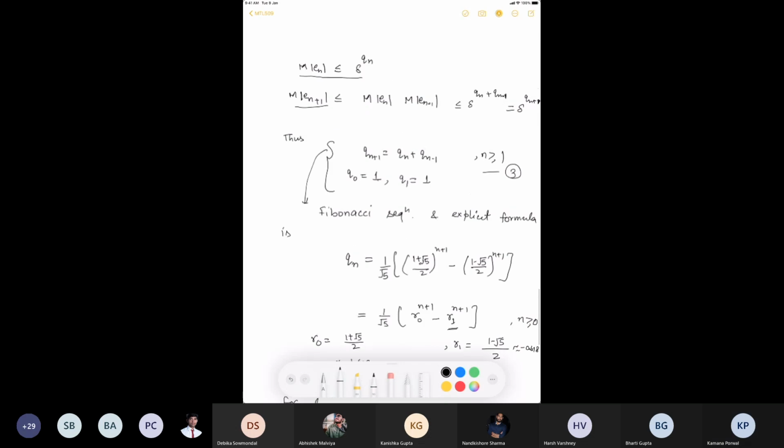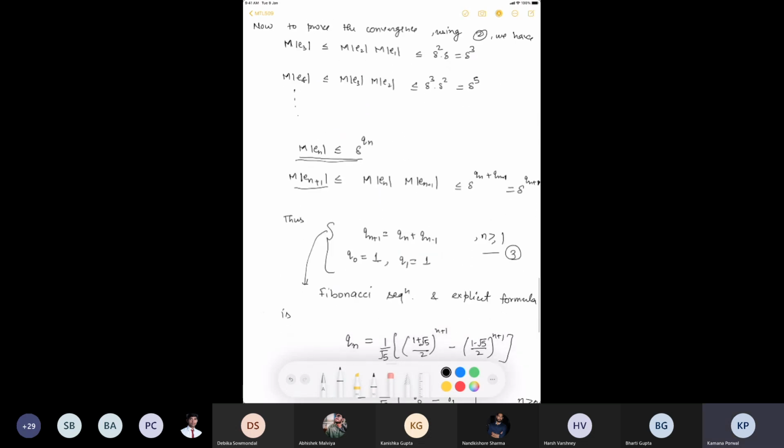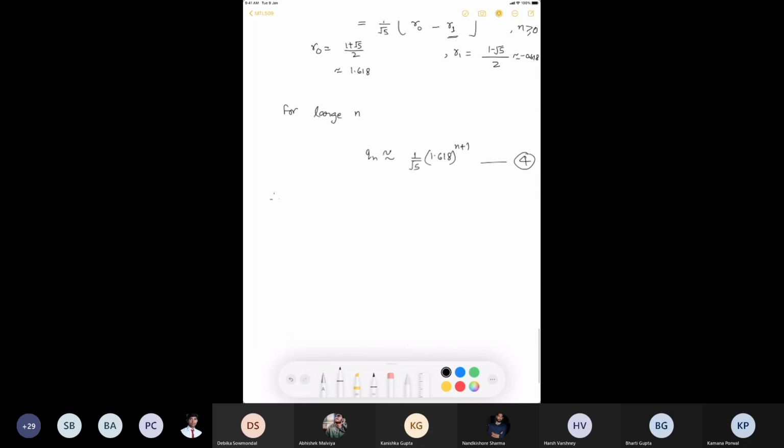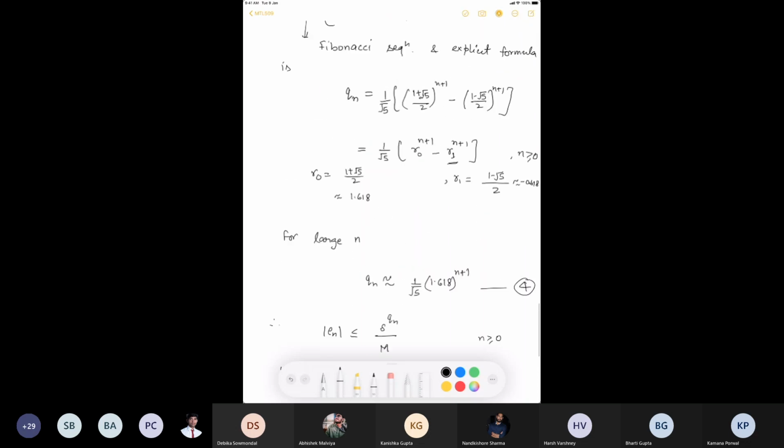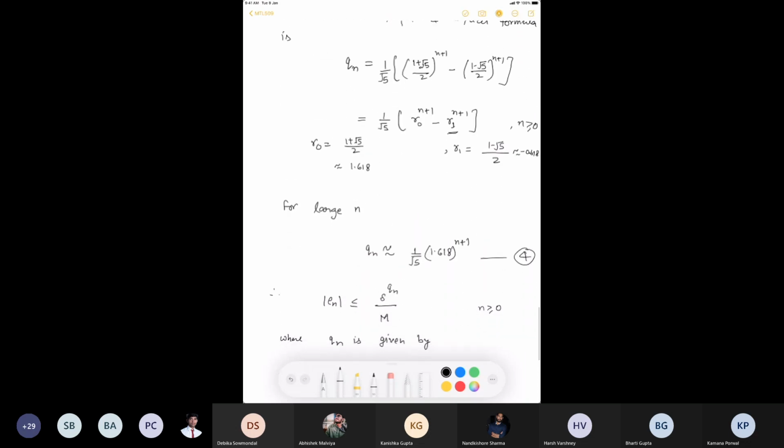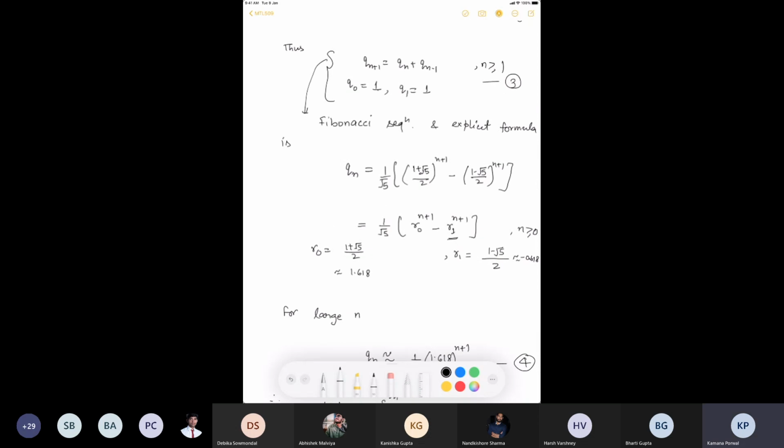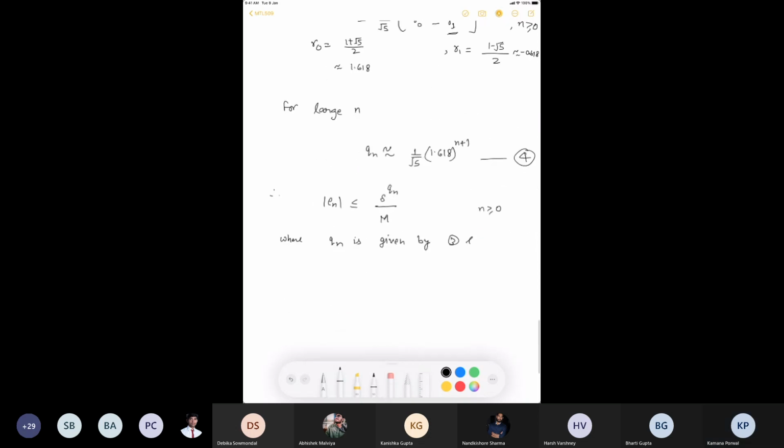Now let's go back to this step. What we have got is that mod of En is less than or equal to delta raised to power Qn divided by m for n greater than or equal to 0, where this Qn is given by 4. So you can see it as relations 3 and 4.